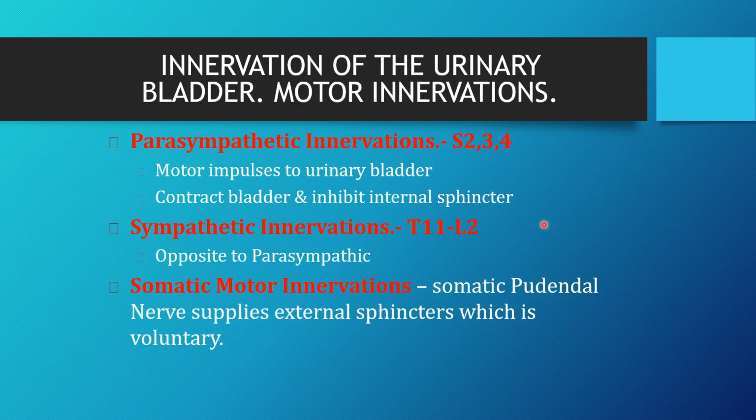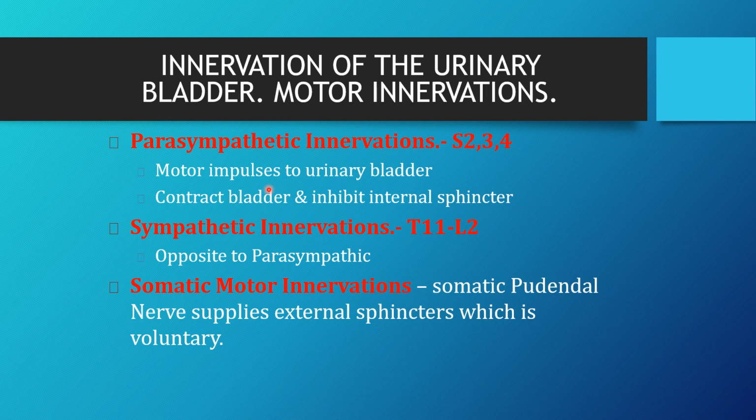And next, coming to the innervation of the bladder, we will see first motor innervations or efferent innervations. So these are three innervations: parasympathetic, which is from S2, S3, S4, and sympathetic from T11 to L2, and somatic motor innervation. So parasympathetic innervation carries motor impulses to the bladder, and they contract the bladder and inhibit the internal sphincter. Okay, so these actions you should remember.